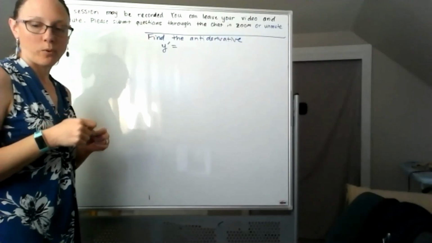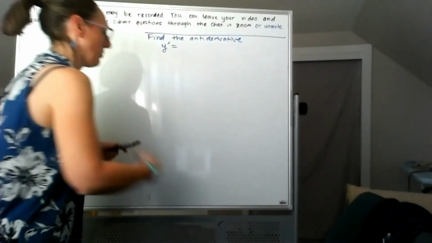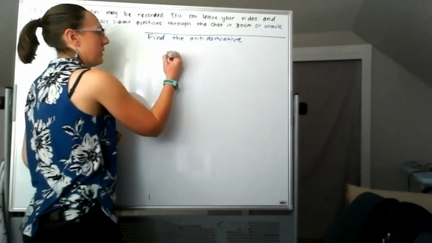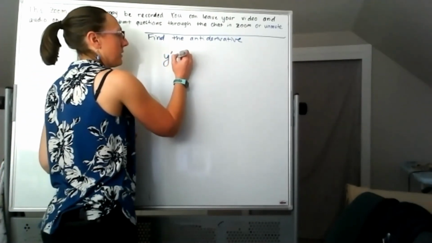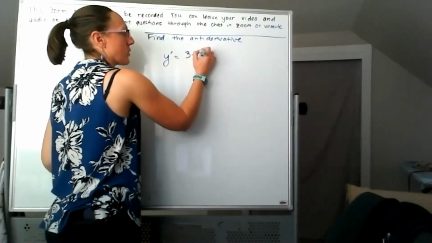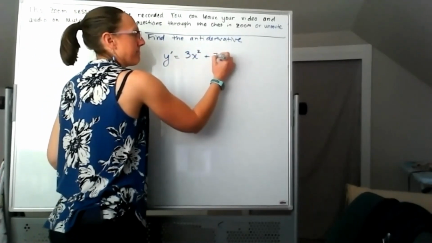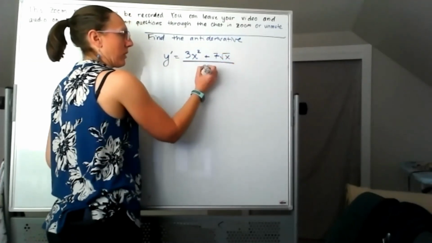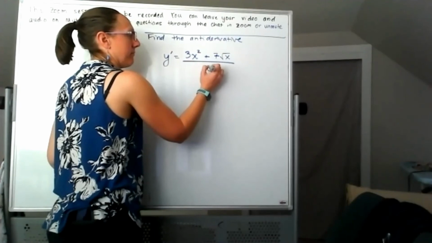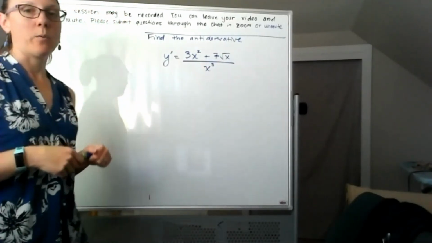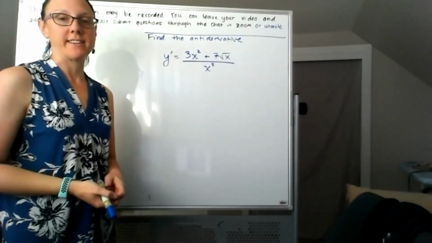So if y prime is equal to 3x squared plus 7 square root of x all over x to the third, and what I've been asked to do is to find the antiderivative.